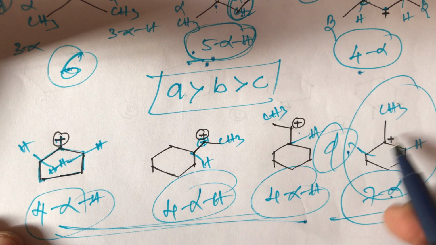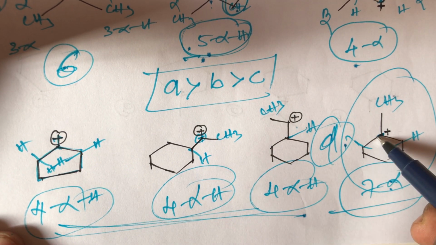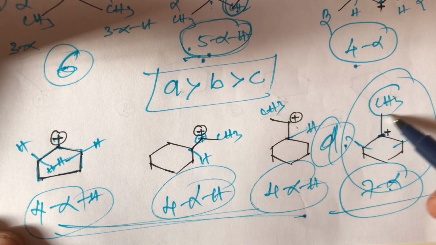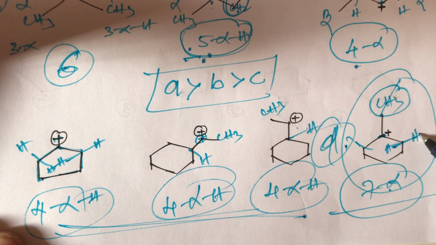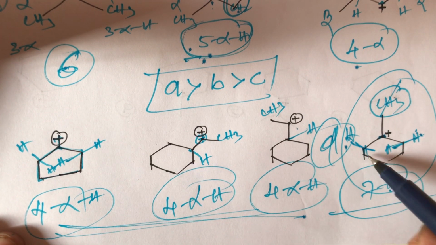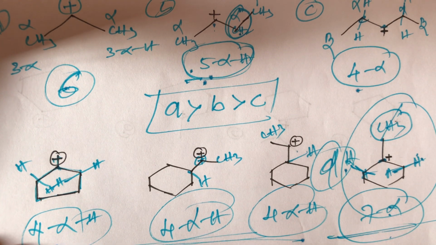In this D compound, this is a tertiary carbocation. This tertiary carbocation has CH3 with 3 alpha hydrogens, beside it 2 alpha hydrogens, and on the left-hand side also 2 alpha hydrogens. So in total 7 alpha hydrogens are present. This is very important.